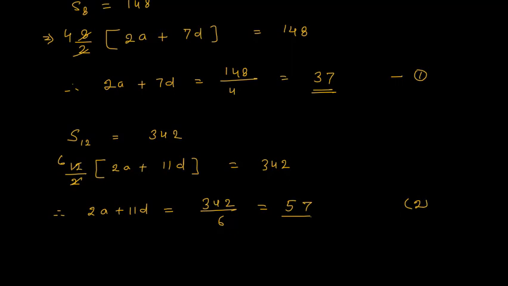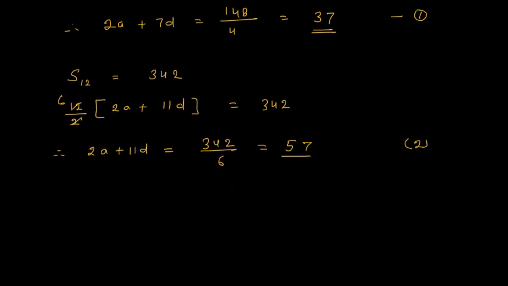So 2a plus 7d is 37 and 2a plus 11d is equal to 57. I will subtract equation 1 from equation 2. So this 2a minus 2a will cancel. 11d minus 7d is 4d, and here 57 minus 37 is 20. So this gives you d is equal to 20 divided by 4, which is 5. So we get the value of d.